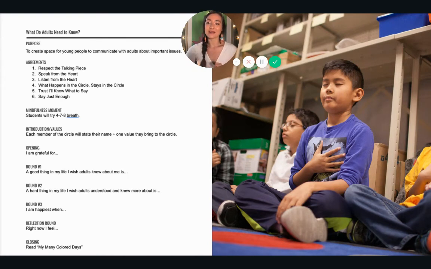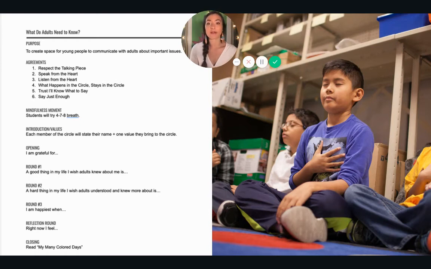And you'll see here the 3 rounds and how I framed them, in that really precious beginning in the shallow end, going to the deep end, and back up to the shallow end. So my middle round is, a hard thing in my life I wish adults understood and knew more about is. That's where they're really digging into something deep. But then I bring them back up again with, I am happiest when.